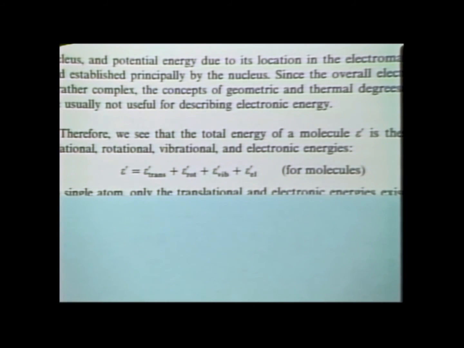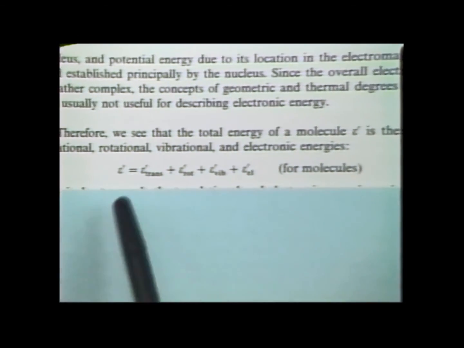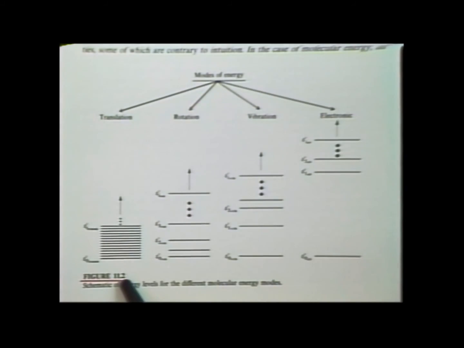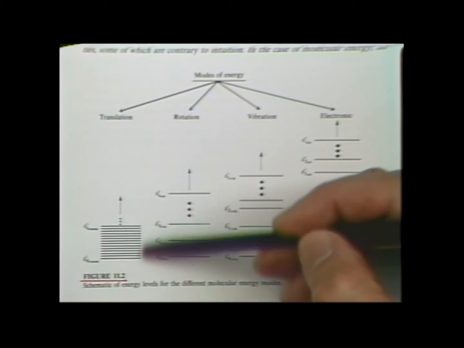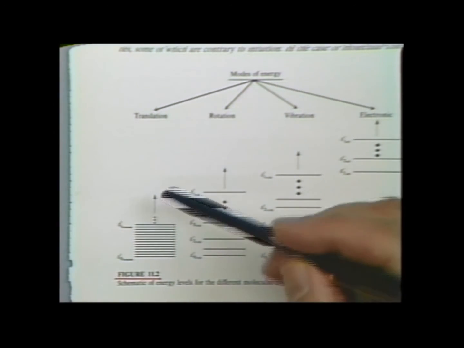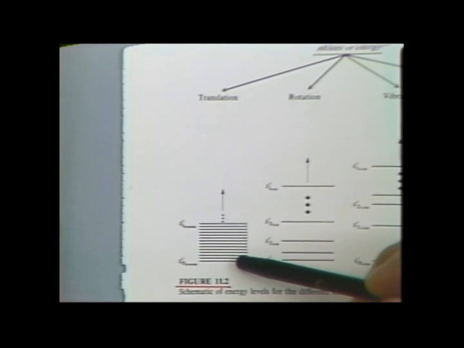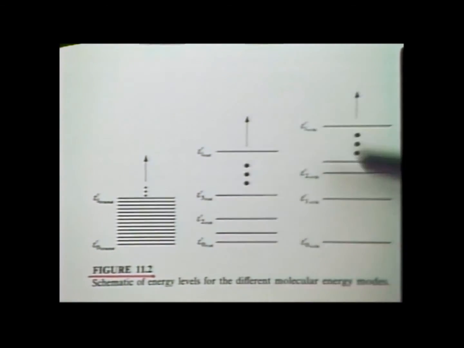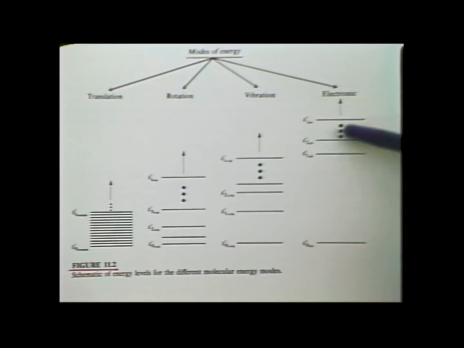Now, next thought. These molecular energies are not any old values. They are quantized. They are values that can only be very specific values as predicted by quantum mechanics. We're looking here at figure 11.2. The translational energy levels are quantized. The rotational energy levels are quantized. The vibrational energy levels are quantized, and so are the electronic energy levels.